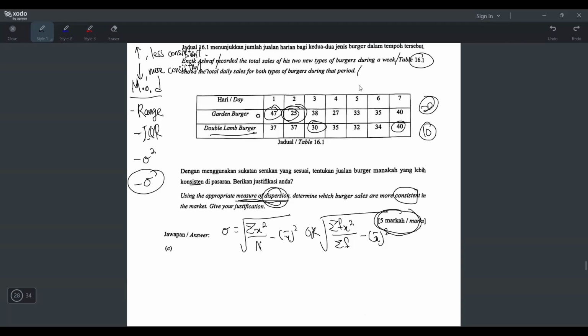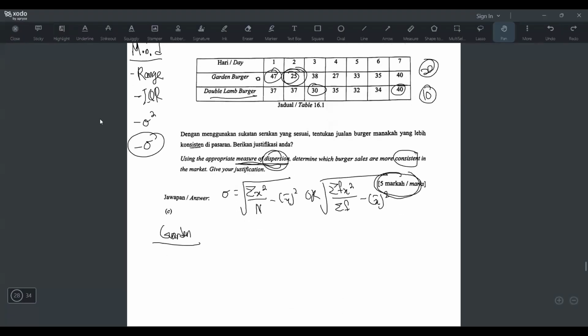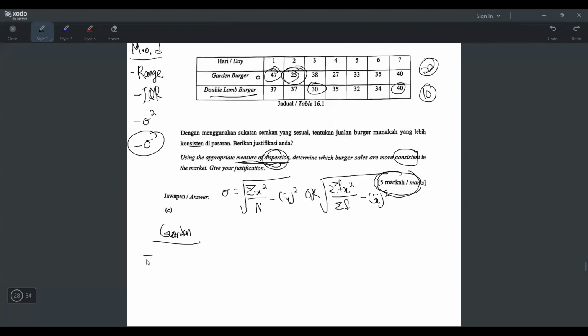This question has no frequency. Do you see frequency here? No, right? So if there's no frequency, I will use the first formula. But first, you need to find your mean, because if you don't have the mean, how are you going to find the standard deviation? So let's find the mean for garden burger and double lamb burger. I'll write here garden. For garden burger, what's the mean? You just add everything and then divide by 7.